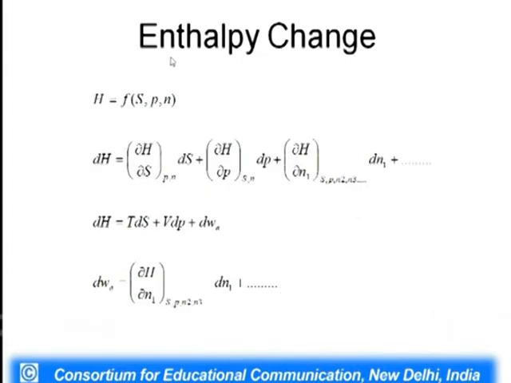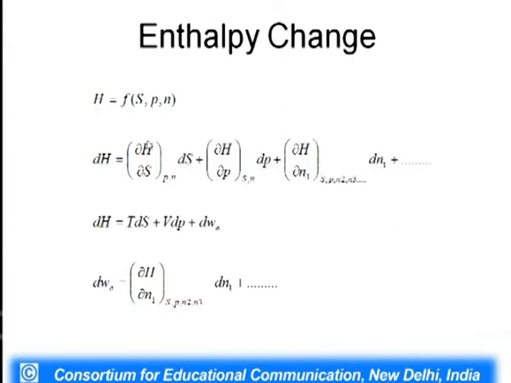Similarly, we can express enthalpy change also. Since this is an open system, or a closed system with variable n, we can simply write H is equal to a function of S, P and N, and then we can express the differential in terms of partial derivatives. And we know that dH is equal to T dS plus V dP plus dWe.